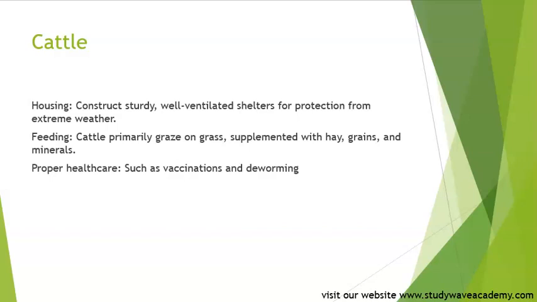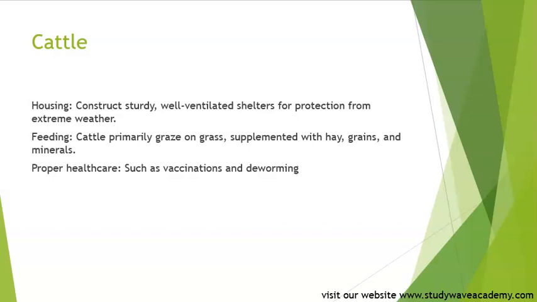Feeding. Cattle primarily graze on grass supplemented with hay, grains, and minerals. Allow cattle access to land for grazing. They feed on grass. Provide supplementary food such as hay, grains, and minerals to ensure they receive a balanced diet. Make sure there is constant supply of clean and fresh water.